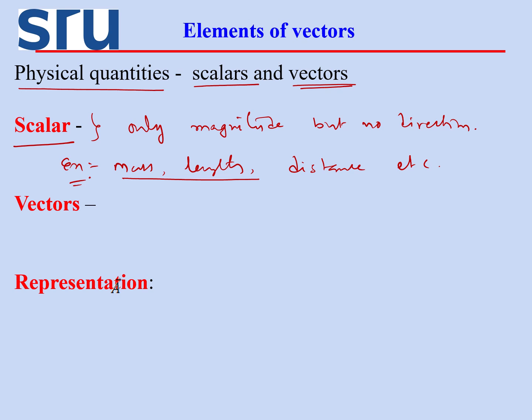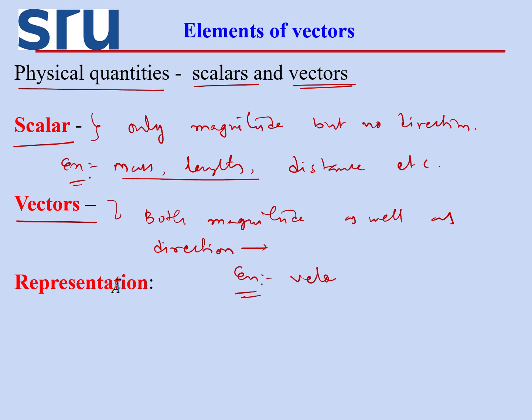Now coming to the vector, the physical quantity which has both magnitude as well as direction. Such physical quantities are called vectors. Examples: velocity, acceleration, and so on.